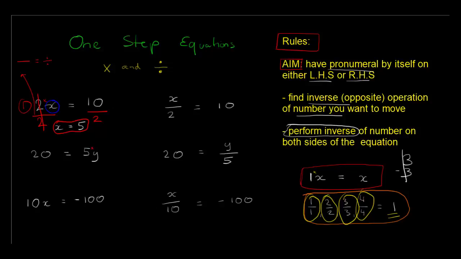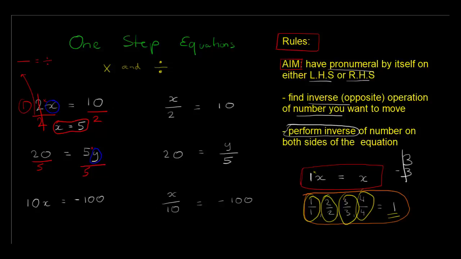And why do we want to get rid of that 5? Because we want to get the y by itself. At the moment we have 5 times y, so if we could get that 5 gone, we'll get y by itself. So if it's 5 times y, we'll do the opposite. We'll divide both sides by 5. And why is that the case?